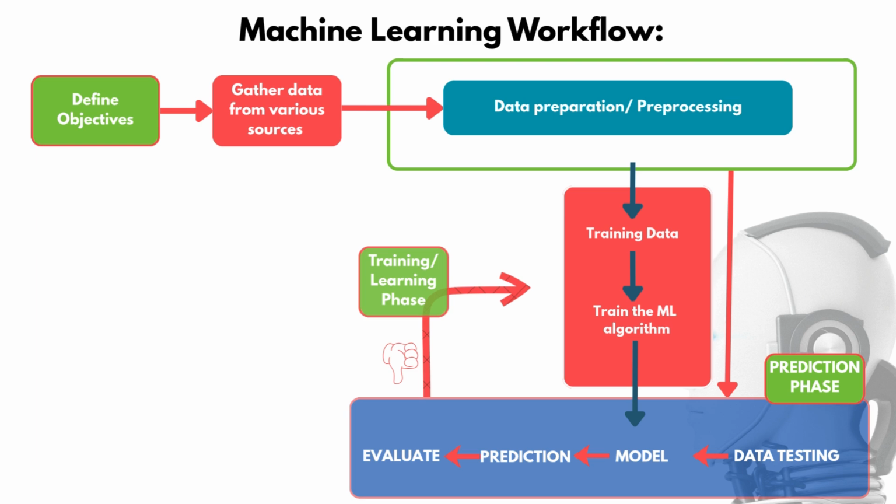So, to summarize: 1. Define the problem. 2. Gather data. 3. Prepare and pre-process it. 4. Train and test your model. 5. Evaluate and deploy. This is the complete machine learning lifecycle.